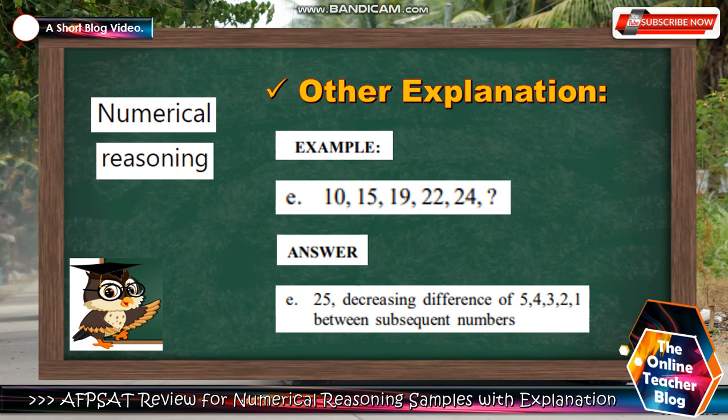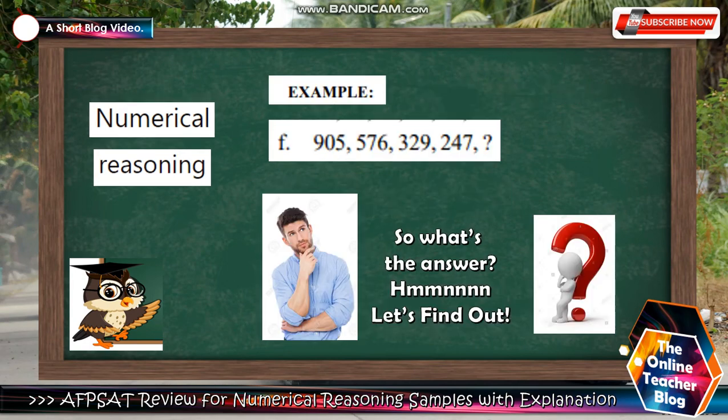So the other explanation for this is 25: a decreasing difference of 5, 4, 3, 2, 1 between subsequent numbers. Now let's proceed to letter F sample.